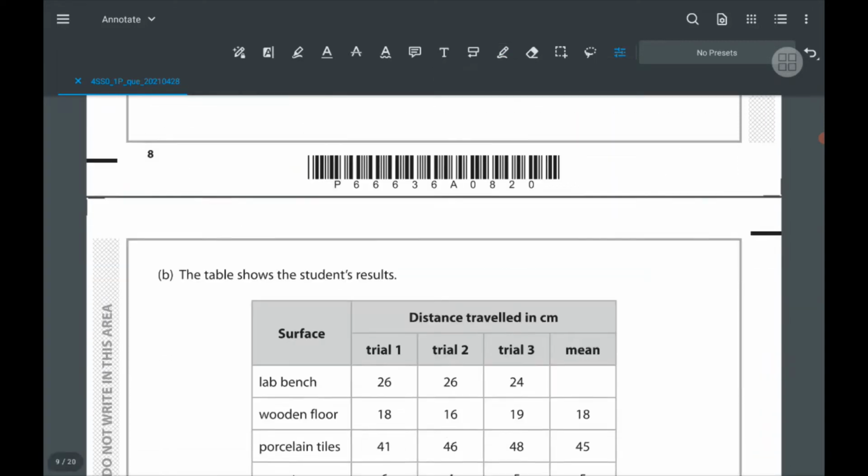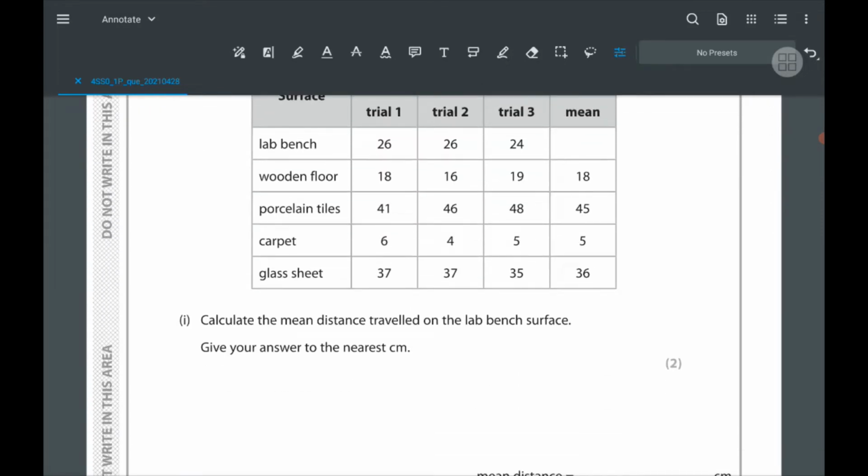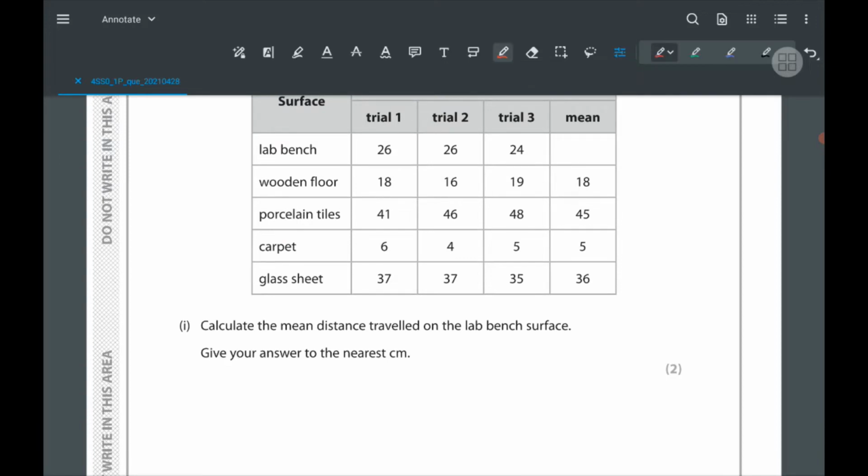Next question. The table shows students' results. Calculate the mean distance traveled by the lab bench surface. Give your answer to the nearest centimeter. Okay, here they have given values 26, 26 plus 24. This is the calculation that you have to do. I'll show it here. Mean distance equals 26 plus 26 plus 24 divided by 3. So I would get the answer like 25 centimeters.